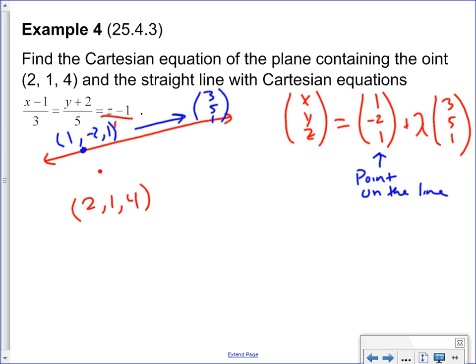So we need to find the Cartesian plane containing the point and the straight line. Okay, so we need to find the vector from this point to that point. Since this is 2, 1, 4, that vector, just subtracting, would be -1, -3, 3, but 1, 3, 3 works.